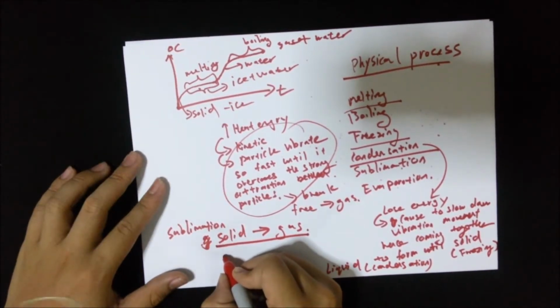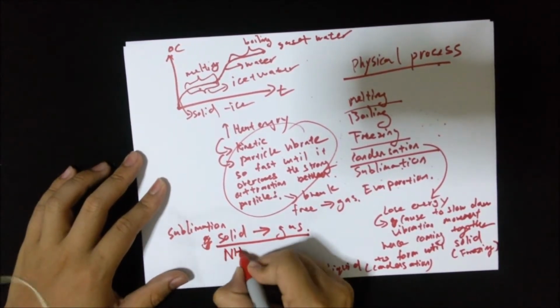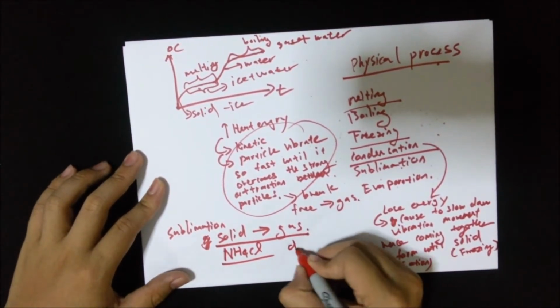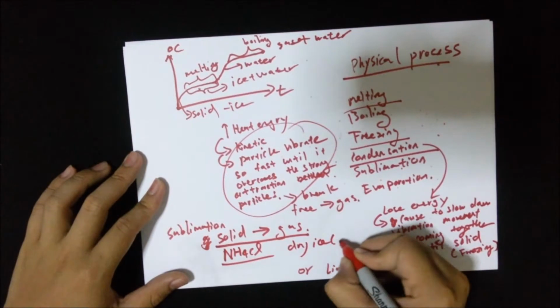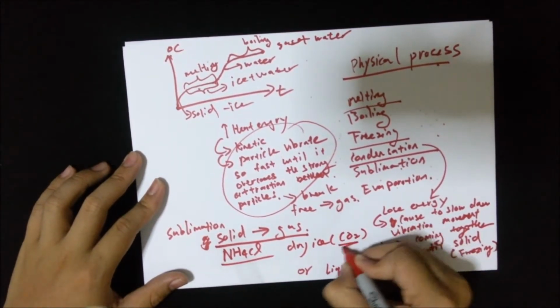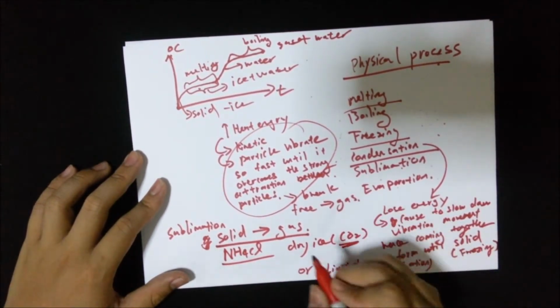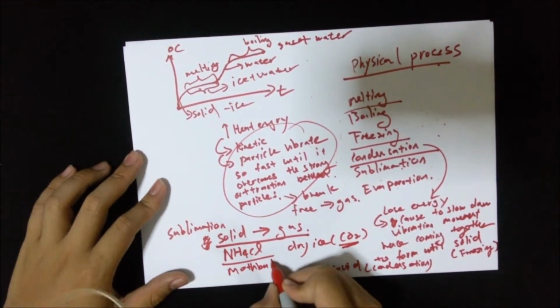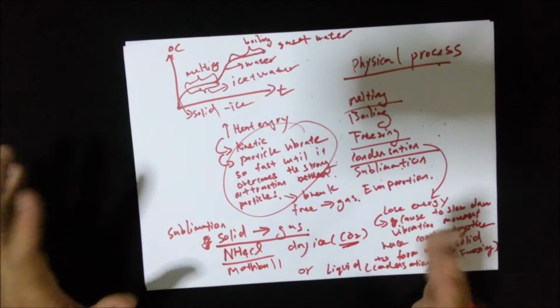And some of the examples that you have to memorize are NH4Cl, this is ammonium chloride, or dry ice, which is CO2. This dry ice is what you can find in a fire extinguisher. And mothball, which your parents will put in the closet. All these are some of the examples you need to know.